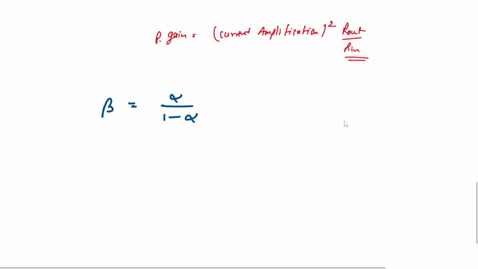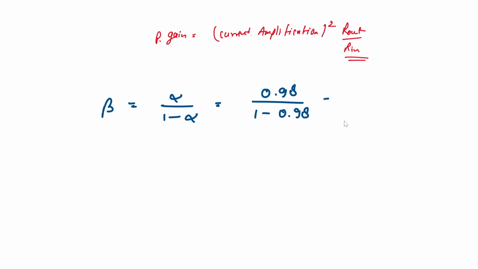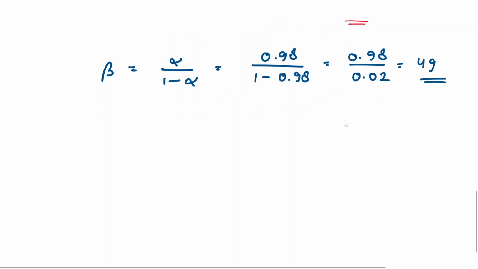So if we put alpha in this equation, we'll get the value of beta. Alpha is 0.98 in our case, divided by 1 minus 0.98. So we are left with 0.98 divided by 0.02, which is nothing but 49. Now we have the value of beta as well as alpha, so we can substitute these values to get our answer.